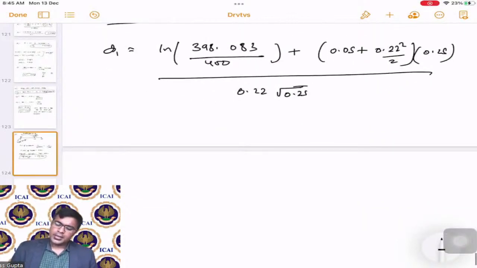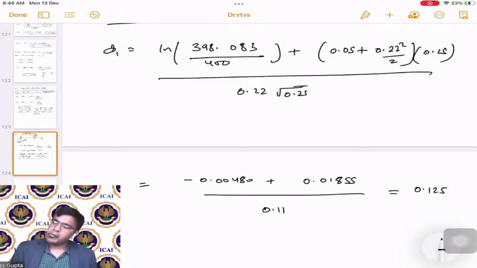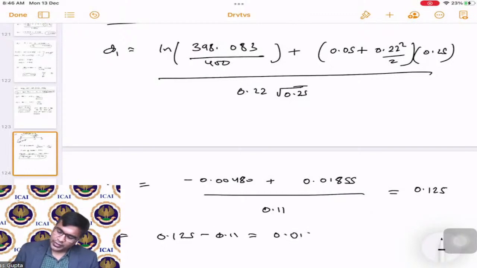Okay. So the log of this, if we calculate using the same principle, or even if it would be given in the question, so I'm just putting the direct values here: minus 0.00480 plus 0.01855, whole divided by 0.11, is equal to 0.125. Hence, D2 is equal to 0.125 minus 0.11, which is equal to 0.015.